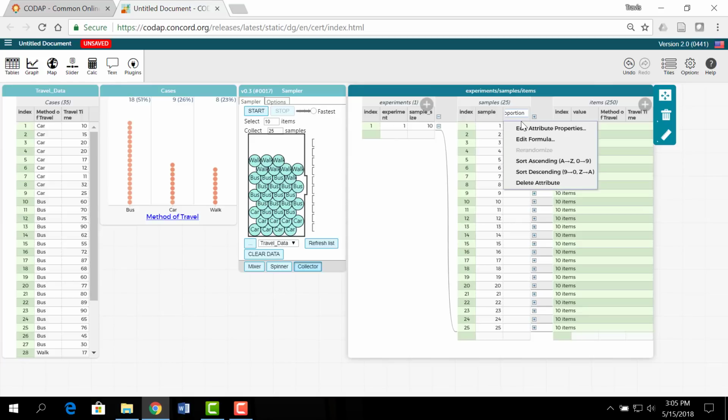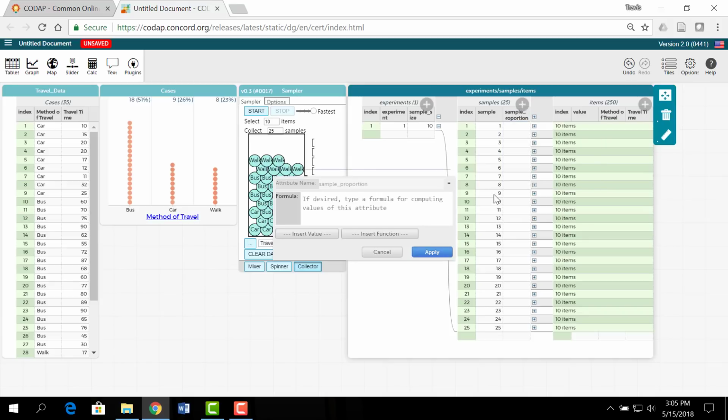So then for it to actually do the calculation we want, we have to tell it how we want it to calculate this. And so we have to create a formula. What we're doing is we basically want to add up all of the instances that reported bus, and then we want to divide it by how many values we have within the sample. And so that's going to give us our sample proportion.